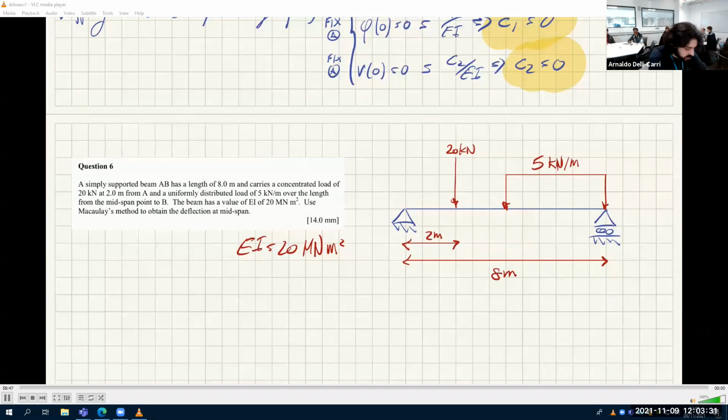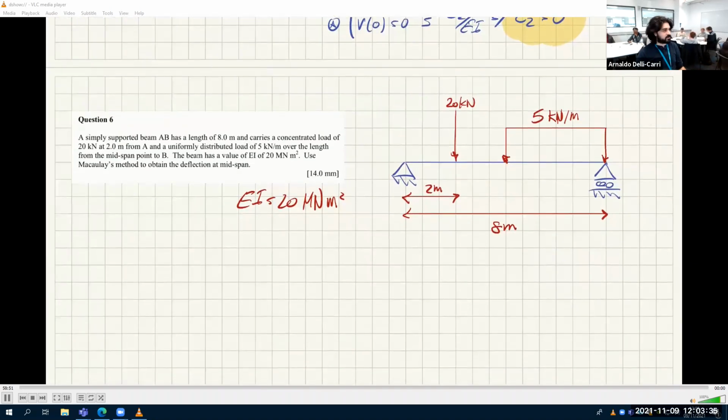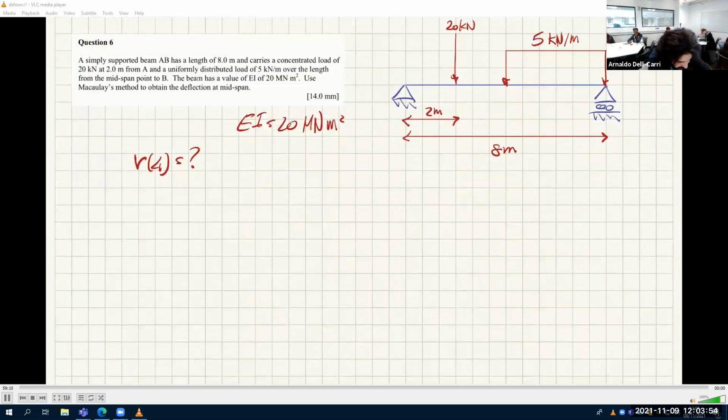So use Macaulay's method to obtain the deflection at midspan. So what do we want here? What is the final answer that we want? We want V of 4. So we want to find how much is V of 4. Agreed? It's the deflection at midspan. Again, don't let me do this alone.